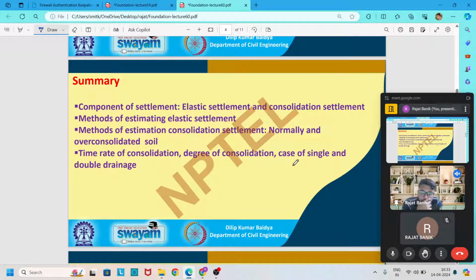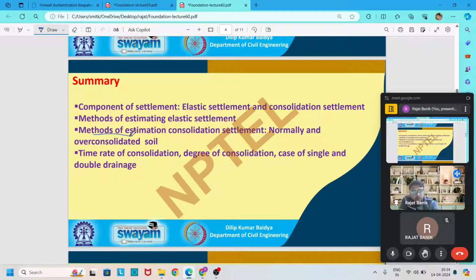We go through the different types of settlement of a shallow foundation, that is elastic settlement and consolidation settlement. In consolidation settlement, there are two types: primary consolidation settlement and secondary consolidation settlement. And we also find the different methods to estimate the elastic settlement. There are also different methods we go through to find the consolidation settlement, whether the soil is normally consolidated or over consolidated.